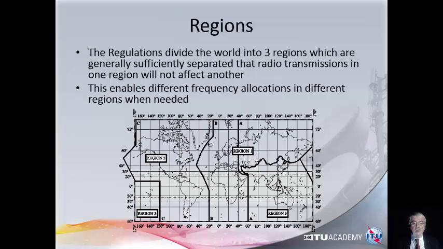The world is divided in 3 regions, which are generally sufficiently separated that radio transmissions in one region will not affect another. This enables different frequency allocations in different regions when needed.